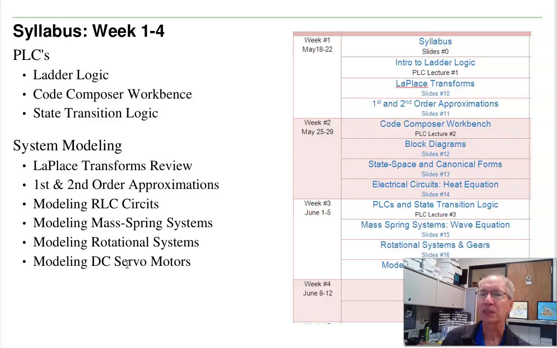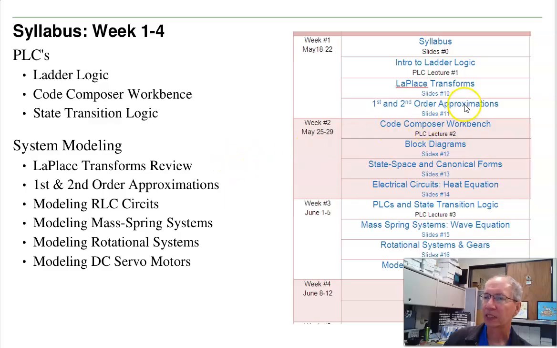Now, the way this class is going to go along: over the summer, the semester is 12 weeks long. The first 4 weeks, we look at modeling. Given a system, come up with the differential equations that describe it. So we're going to look at two things, one with ladder logic, an introduction to ladder logic and Code Composer Workbench, and then state transition logic, something to do in digital system design, with a different language called ladder logic.